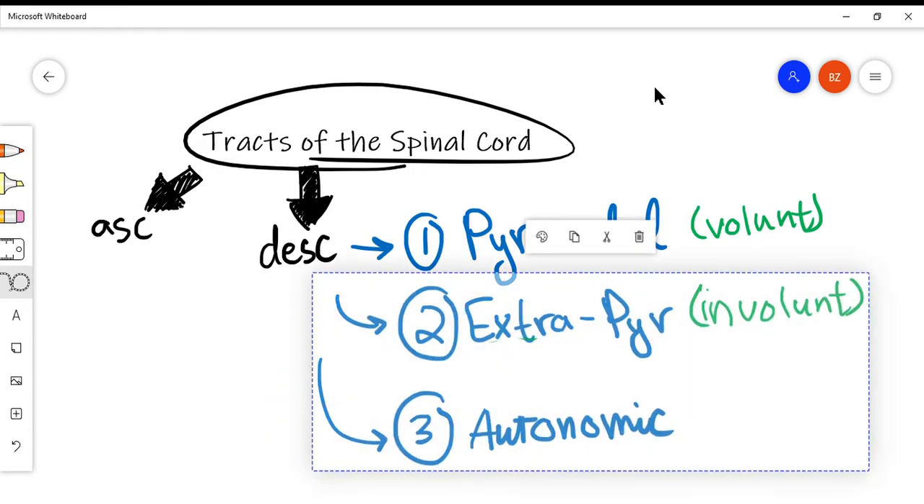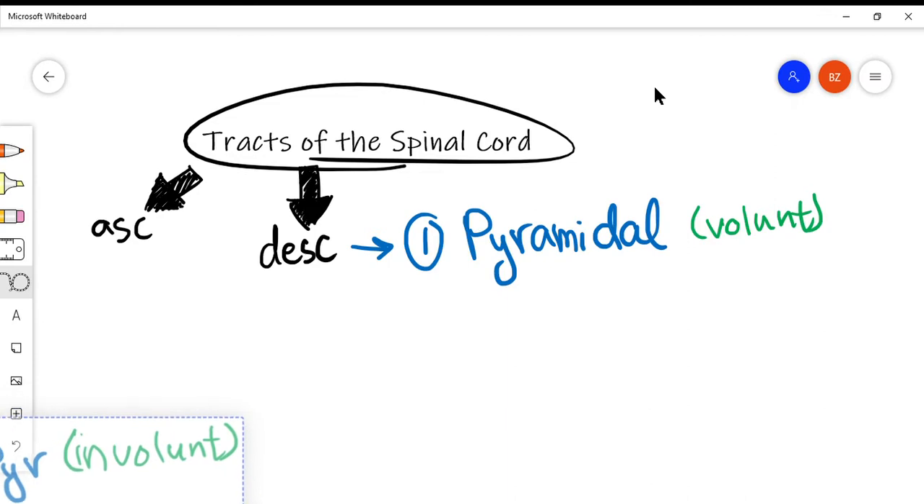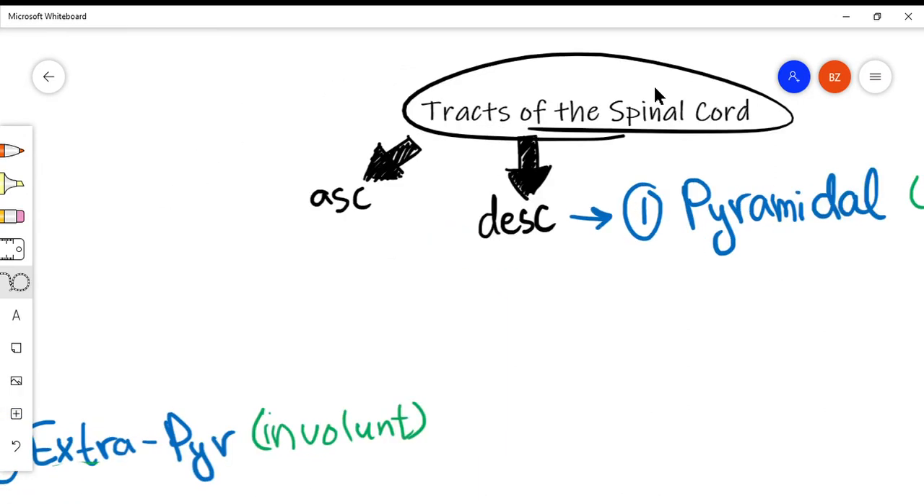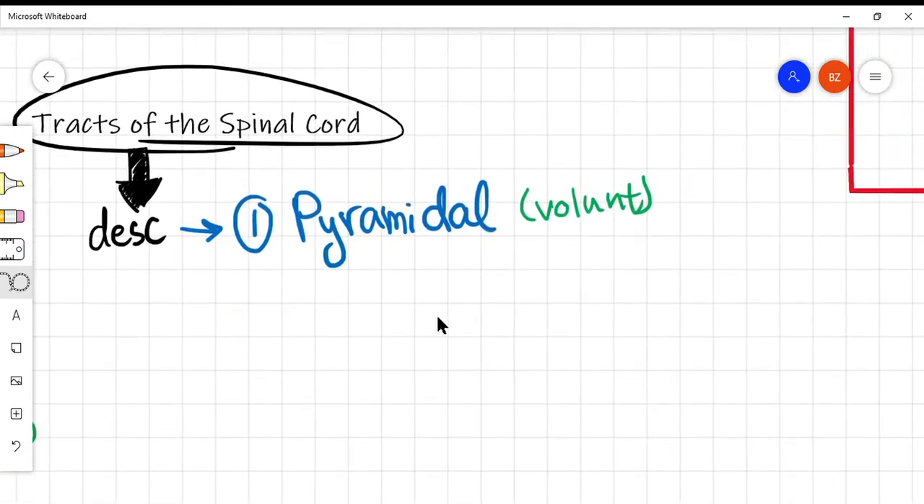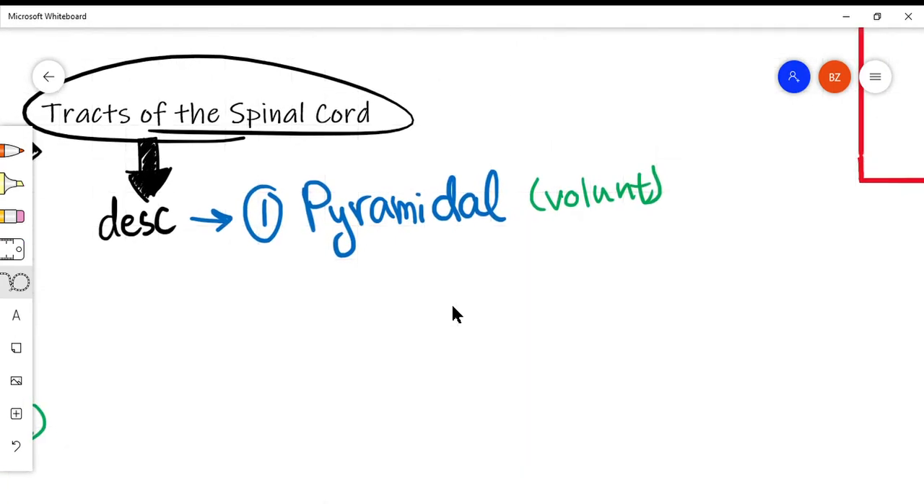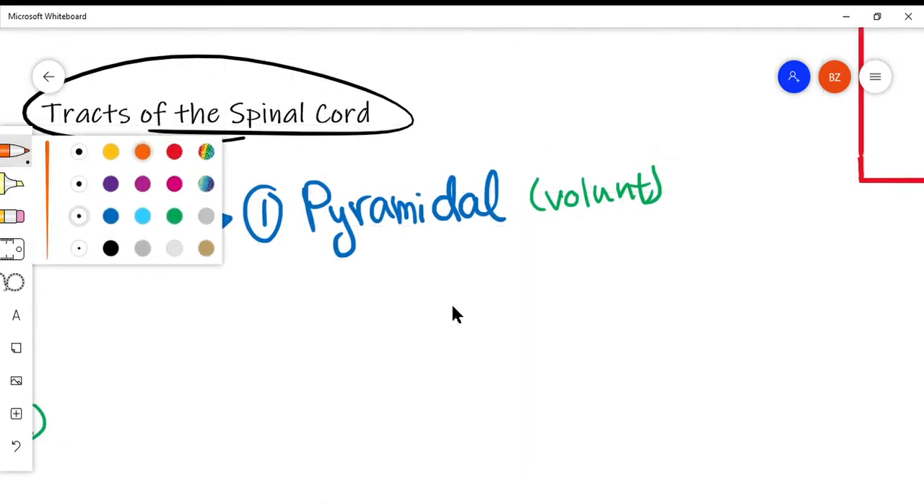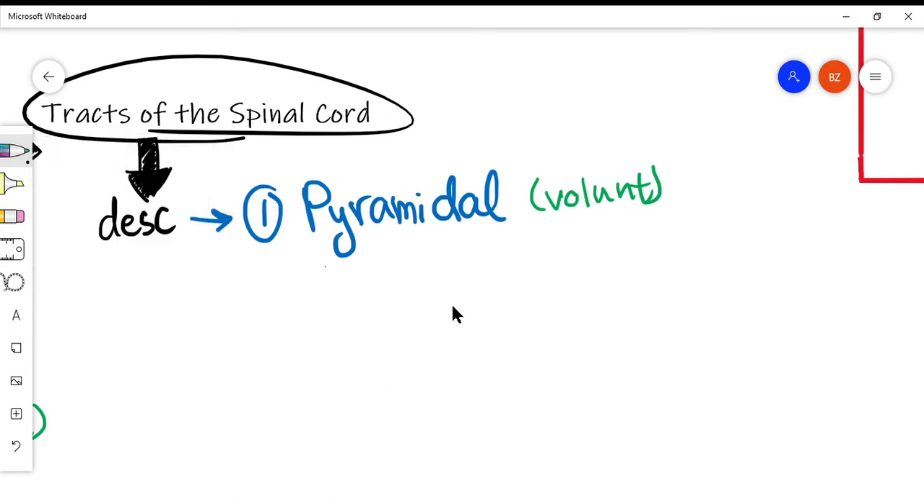So I'm gonna move this out of the way a bit, so that we can draw a quick mind map for the pyramidal tract. Now I'm going to give a quick overview about the pyramidal tracts, and then they won't make much sense at first, but then later on they will.